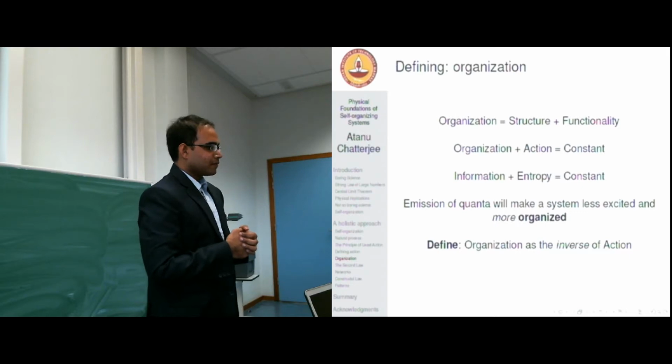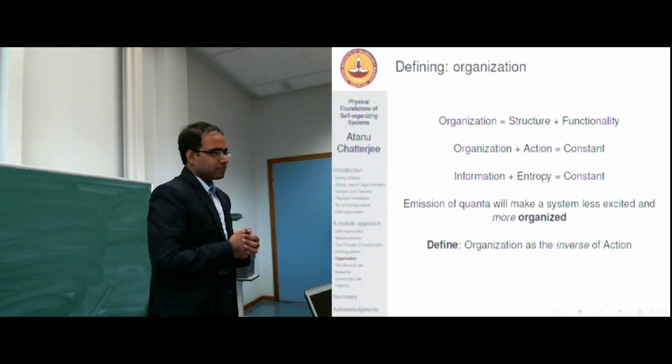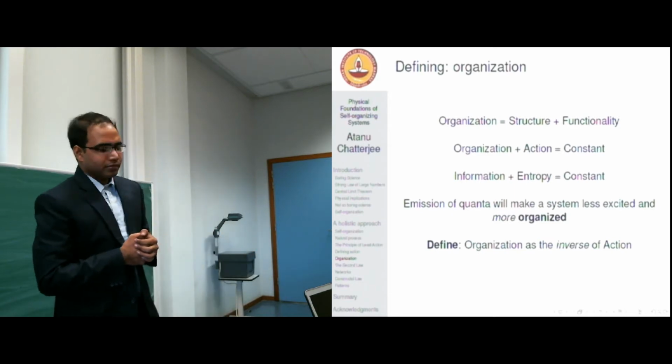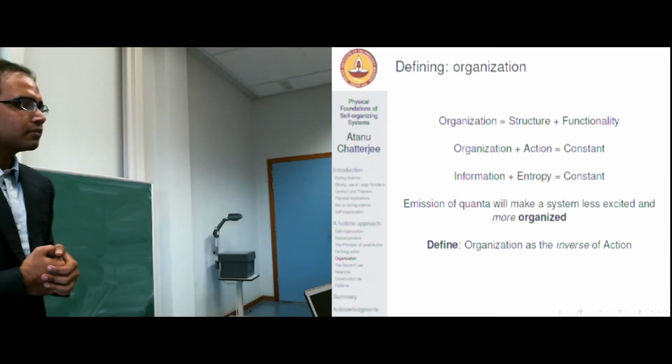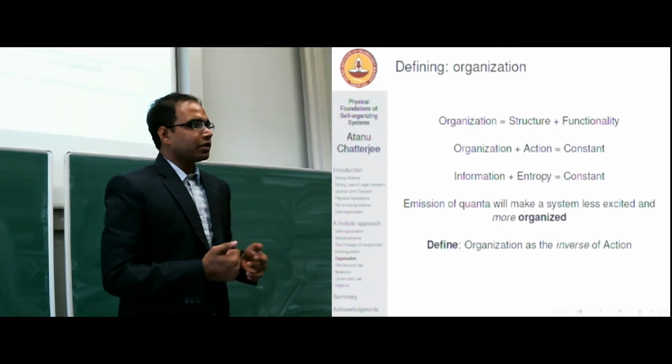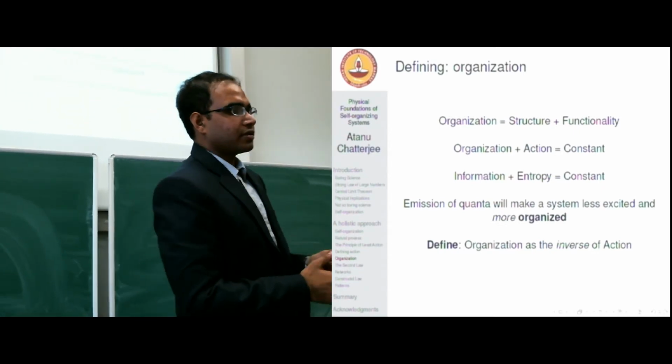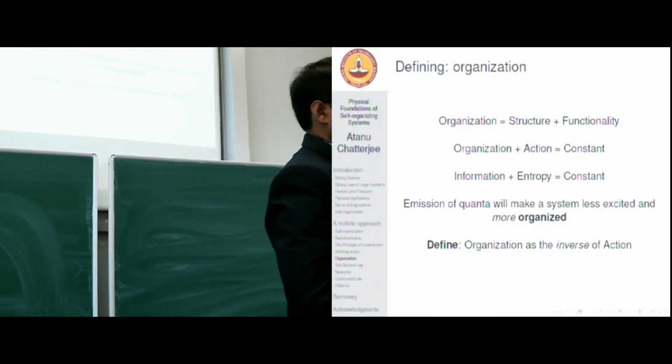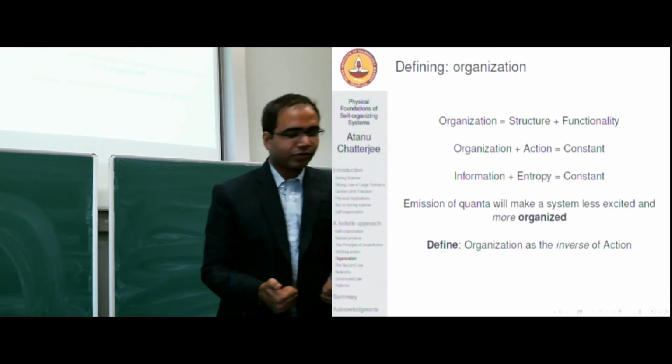I see just a mathematical problem. If you say action is X, then organization is either minus X or 1 over X. It cannot be both. If I try to quantify it in my head. It is tough to quantify because organization itself is an abstract quantity.